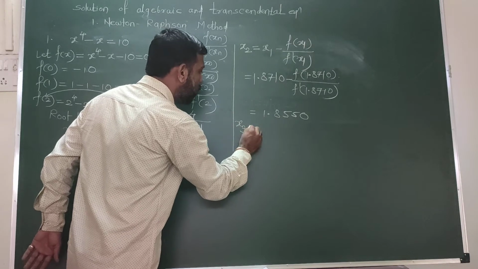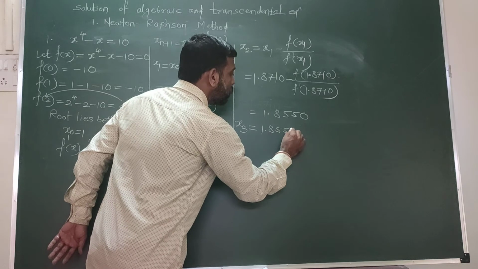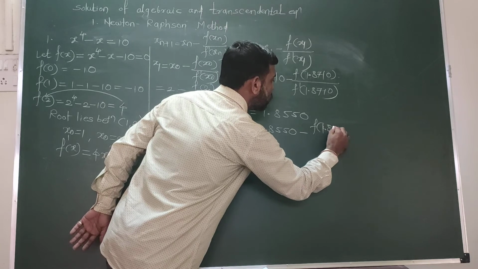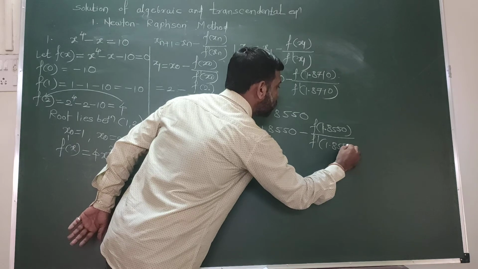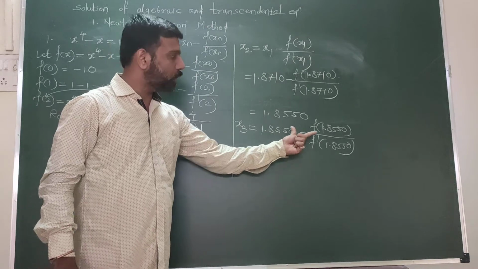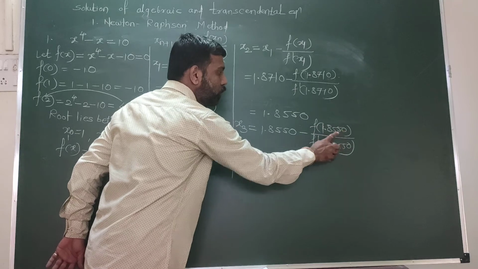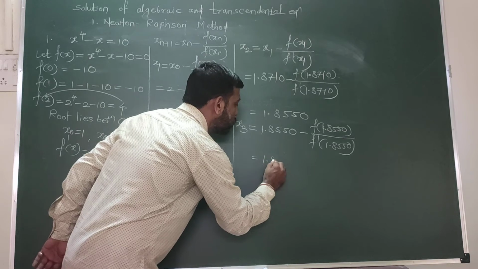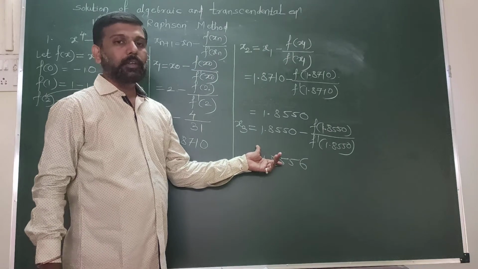Now again we'll continue for the third approximation. Here I am directly substituting the value. The last x2 value we substituted in the next approximation. Calculate f of 1.8550, similarly f dash, and after the calculation we have the output. So this is our third approximation.